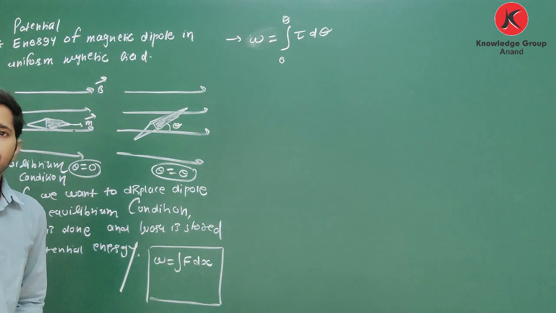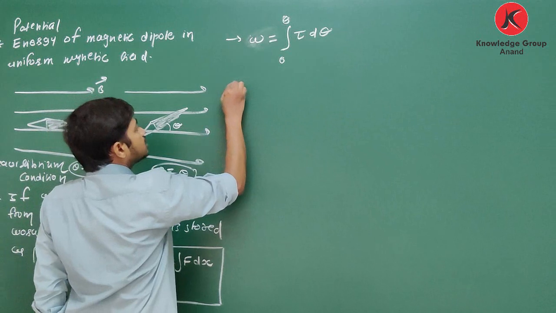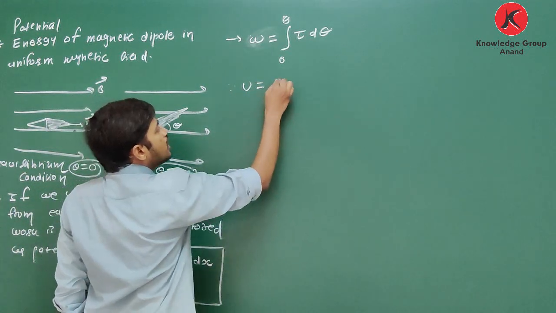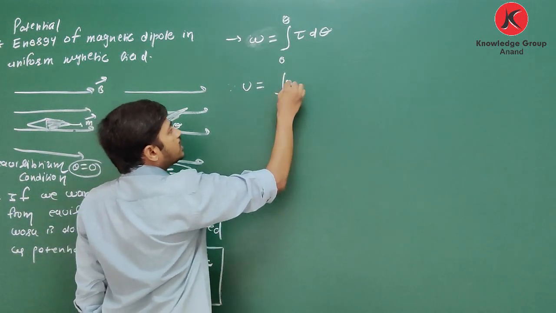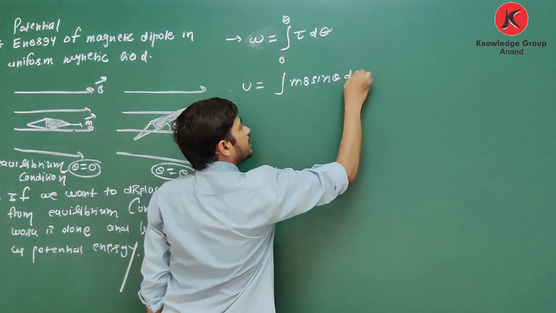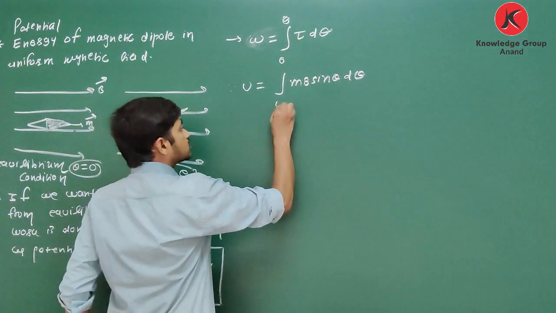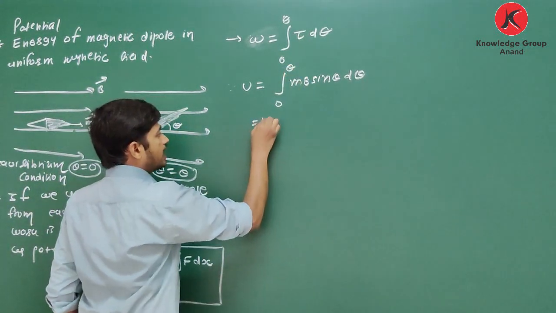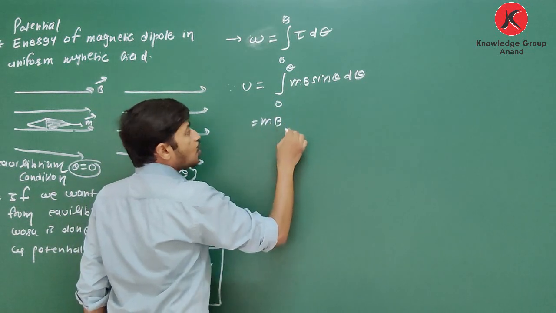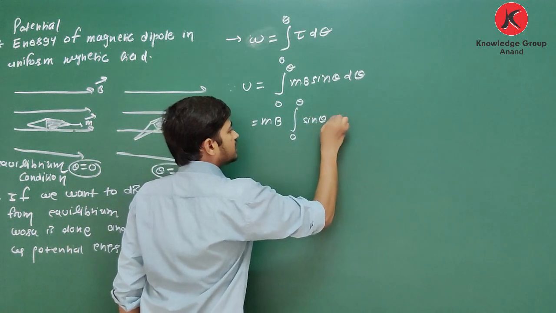Clear about this? And yes, we know that this work done is stored as potential energy. So therefore U is equal to the integration of torque, which is MB sin theta d theta. M, the magnetic moment, is constant. B, the magnetic field, is constant. The limit is from 0 to theta. So M and B are constants and come out of the integration. What is the integration? 0 to theta sin theta d theta.